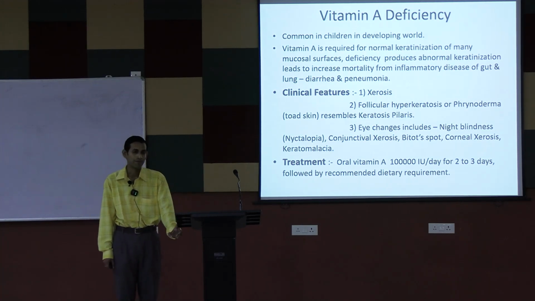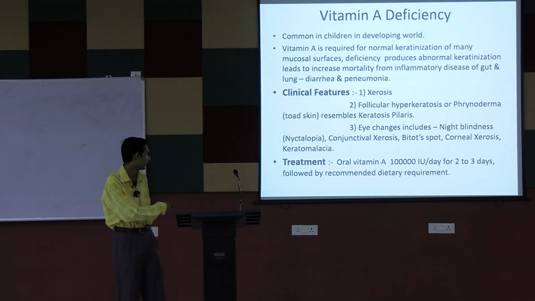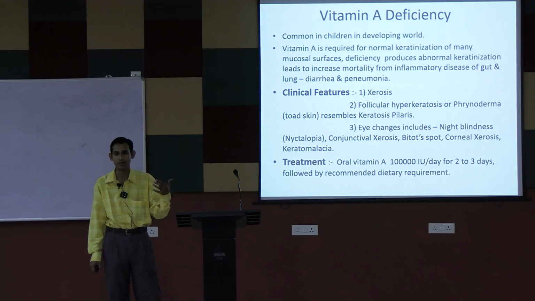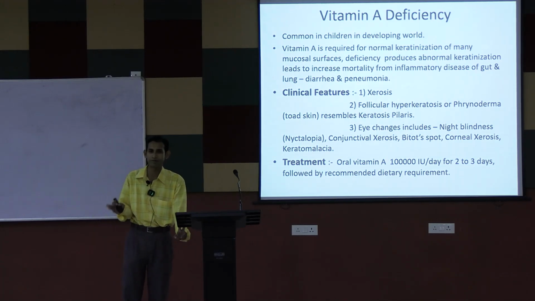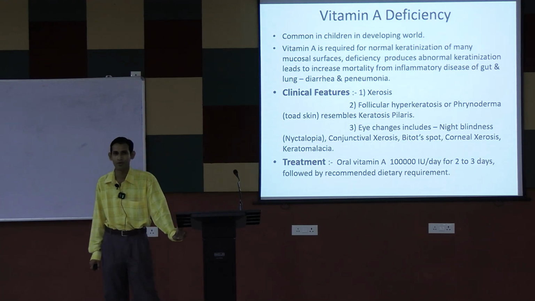Number 1, night blindness or nyctalopia, conjunctival xerosis, bitot spot, corneal xerosis, keratomalacia or corneal ulceration, corneal scar formation, and finally leading to complete blindness. So treatment. What is the treatment? But nowadays the deficiencies are comparatively uncommon. Why uncommon? Because of the universal vitamin A immunization.